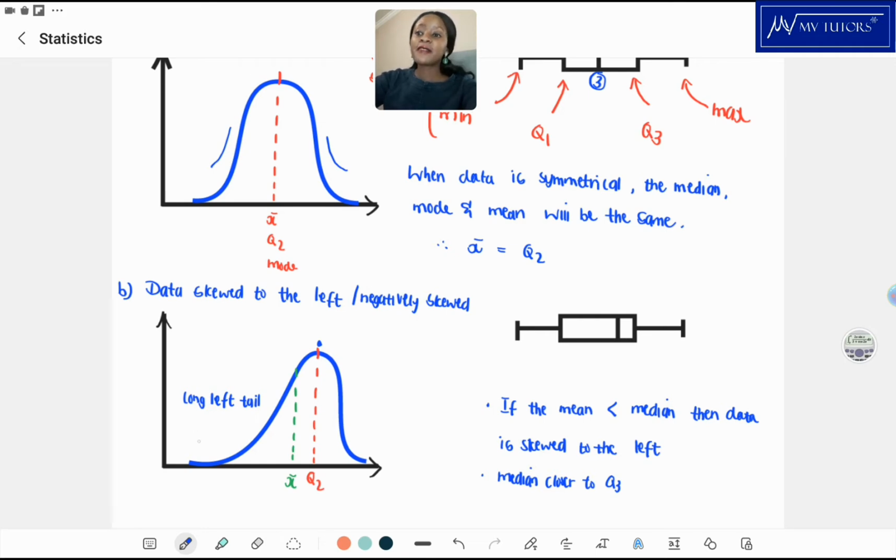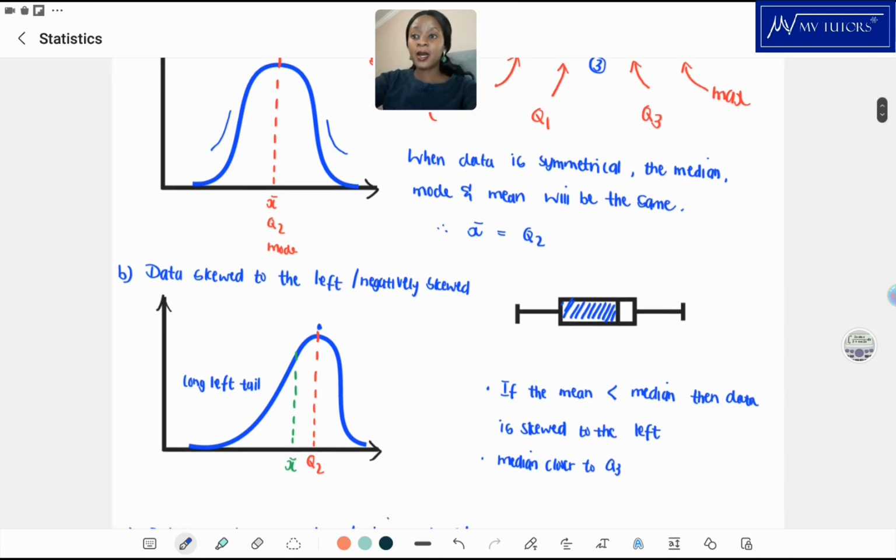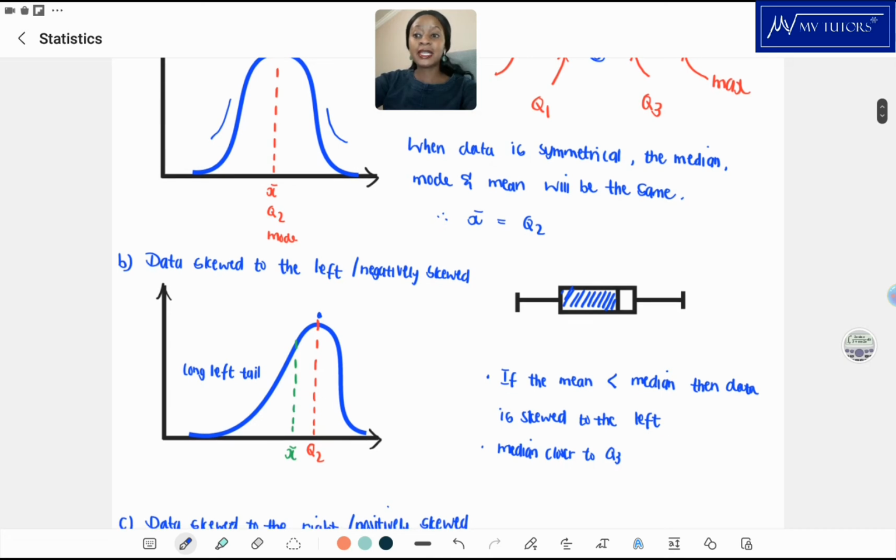And as you have a longer left tail on the box and whisker diagram as well, you would see that the bigger space is on the left rather than the right, and that's how you know that it is left skewed.